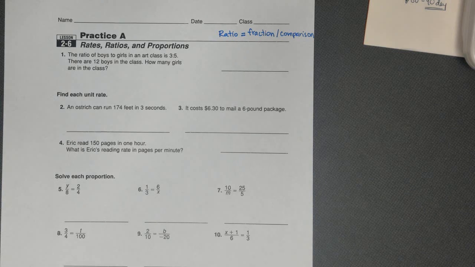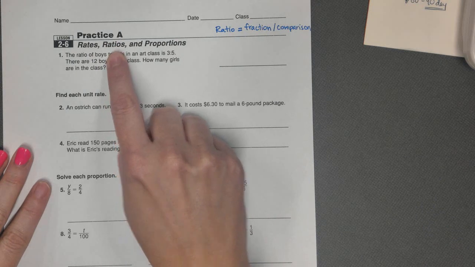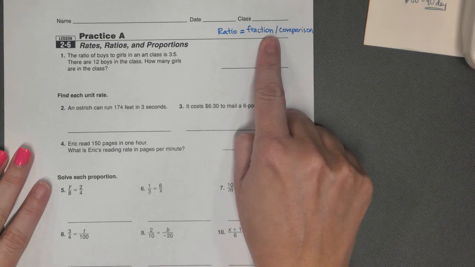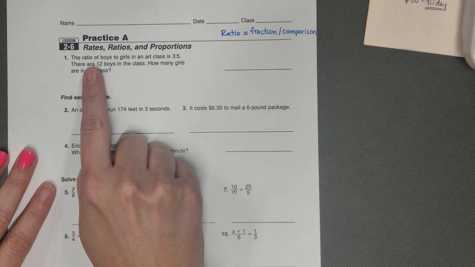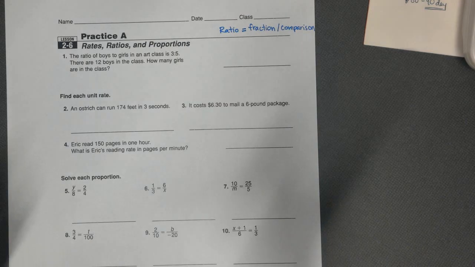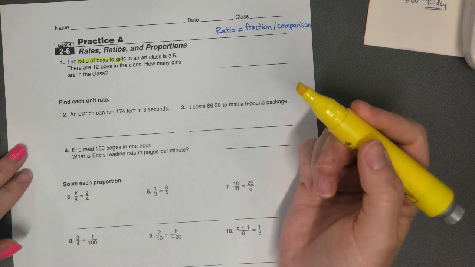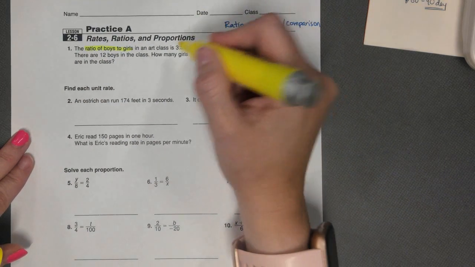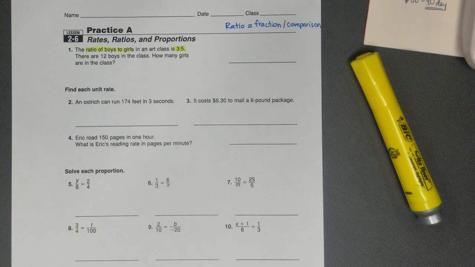All right, so with rates, ratios, and proportions, the first thing we're going to talk about are ratios today. And a ratio is a fraction or a comparison. So as we're reading this, I want you to either underline or highlight some key words. So this is the ratio of boys to girls in an art class is 3 to 5.